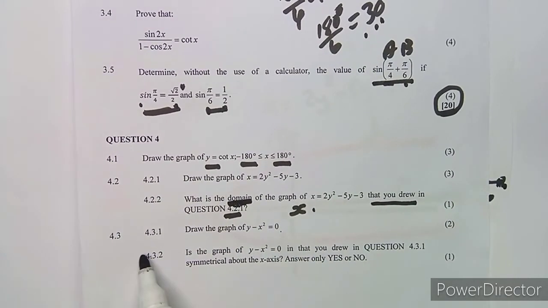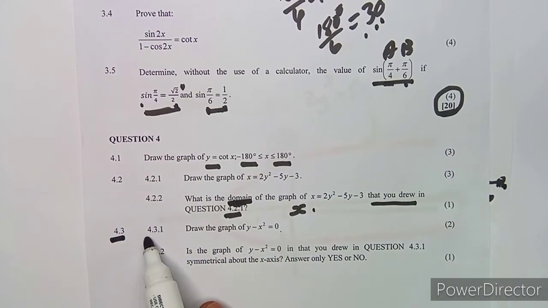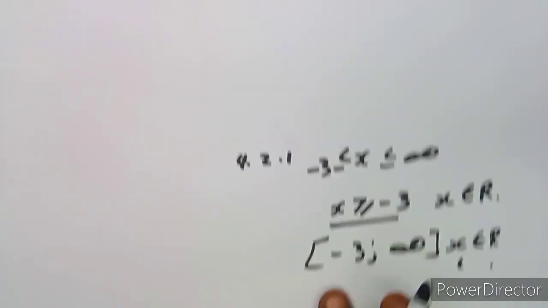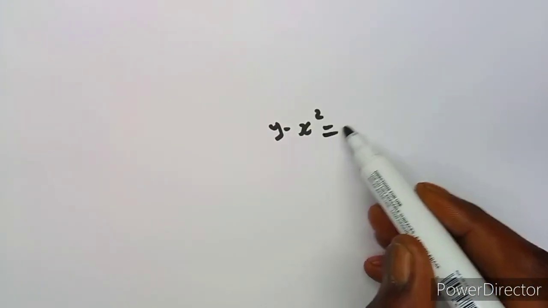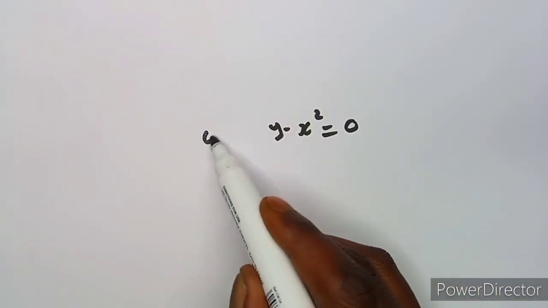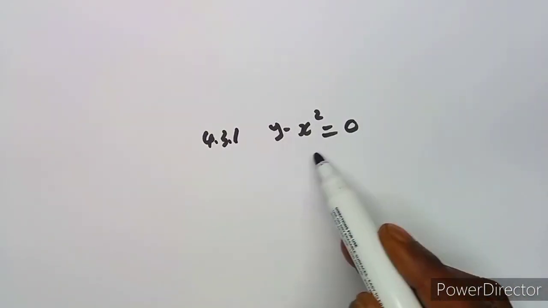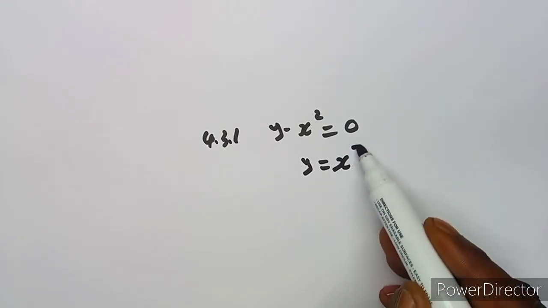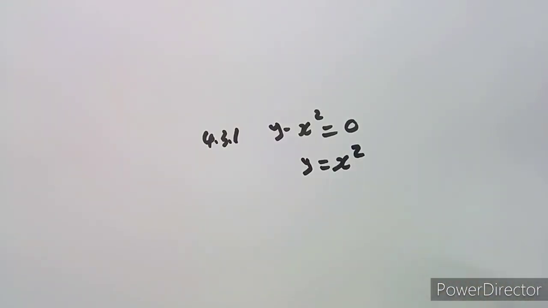All right, on 4.3, draw the graph of y minus x squared, which is equal to 0. Okay, so how do I end up with this graph? This type of graph is going to look like this. y minus x squared is equal to 0. This is 4.3.1. If you just transpose, you're going to see this is y is equal to x squared, guys, and we are used to this one. We know the graph of y is equal to x squared.